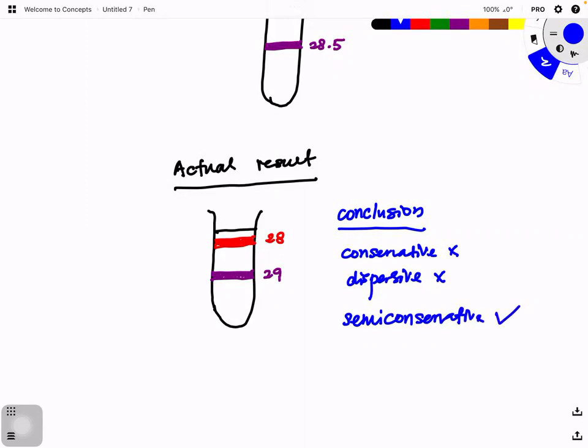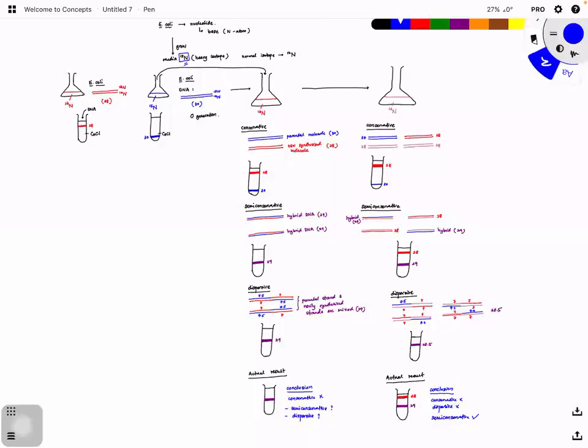Okay, so I stop recording. Go through again, guys. First the DNA is heavy DNA. Under semi-conservative, this will form the hybrid DNA, so only one band, and the actual results show one band. If you continue for the second generation, with semi-conservative DNA replication, you get two hybrid DNA and two light DNA. That's why you form two bands. So far, do you guys understand or not?